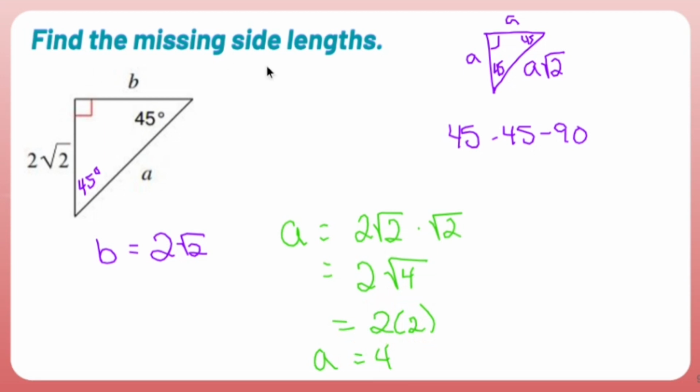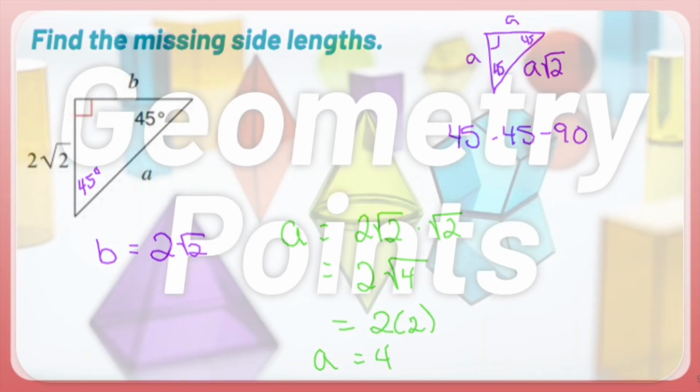So this is a special case triangle. It's a 45, 45, 90. And when you have a 45, 45, 90, whatever one leg is, the other leg is also. And to find the hypotenuse, you just multiply a leg by the square root of 2. And in our case, we had to do a little bit of clever math, but it really wasn't that bad. And we're done.